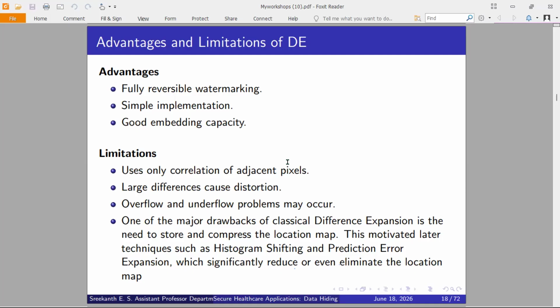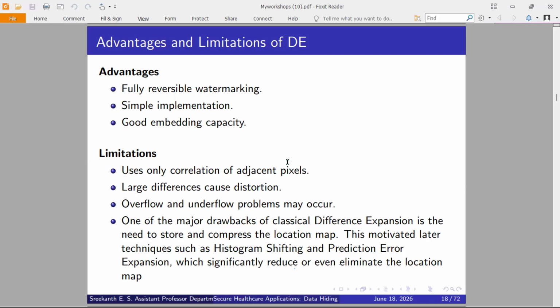That means if the PSNR is, suppose, less than 40, the image quality will be very low. So large differences cause distortion. Then there is overflow and underflow. That will happen if, with this modification, the resulting pixel has an intensity above the expected intensity value, it will cause overflow. Similarly, if we calculate a pixel value and it comes out less than 0, that will also be a problem. So what is to be done?